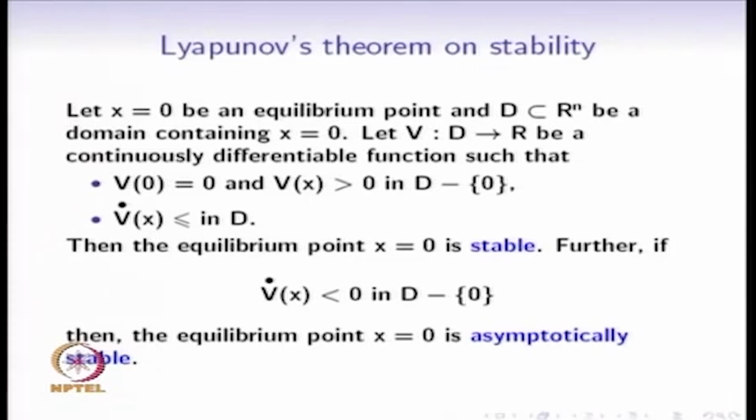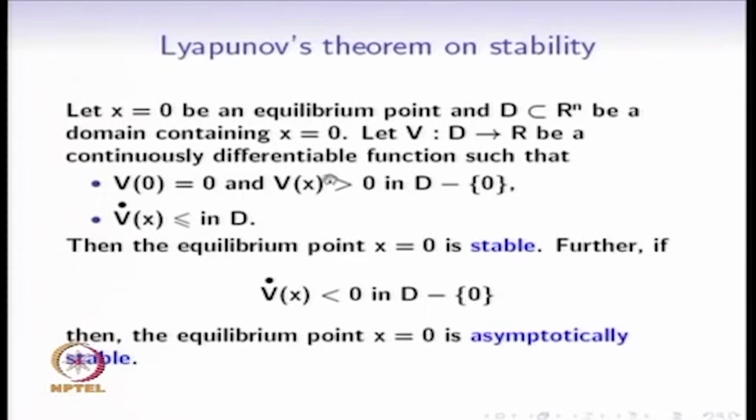Please note that this is only a sufficient condition for stability. When do we call the equilibrium point 0 of the dynamical system x dot is equal to f of x stable? We have a definition of stability. One of the ways to prove that it is stable is if you can find some function V that is continuously differentiable, whose rate of change is less than or equal to 0, and which is equal to 0 at the point and positive at every other point. If it satisfies these three conditions, then that V we will call a Lyapunov function, and that Lyapunov function helps us to prove that this equilibrium point is stable.